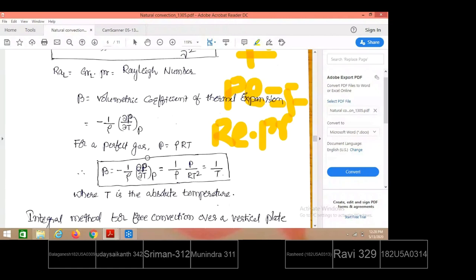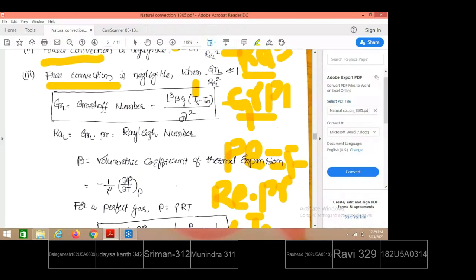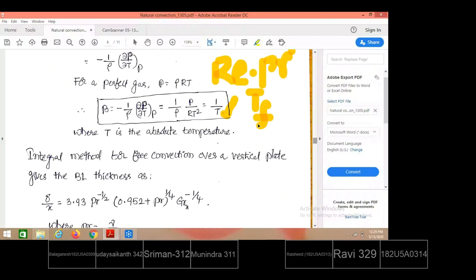Since air behaves as an ideal gas, from the ideal gas equation of state, PV equals mRT, and m by V can be taken as density. Therefore, P equals rho RT. From here we can take dou rho by dou T, keeping pressure constant, and we get 1 by T, that is, 1 by T film. This is the beta value for estimating the Grashof number. Beta equals 1 by T film.